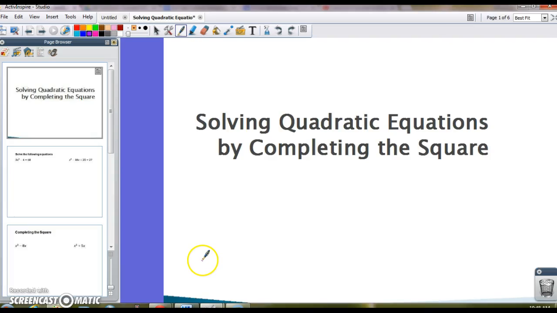Hi everyone, today we're going to talk about solving quadratic equations by this new method called completing the square.